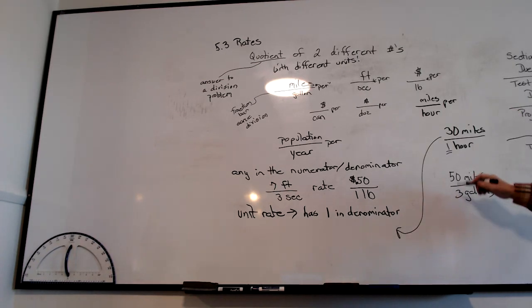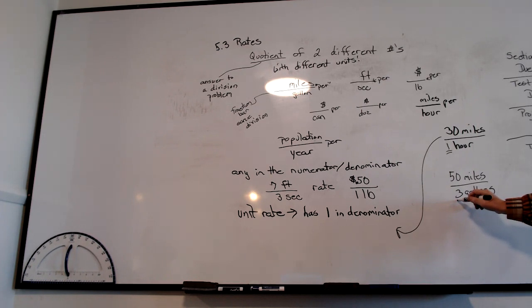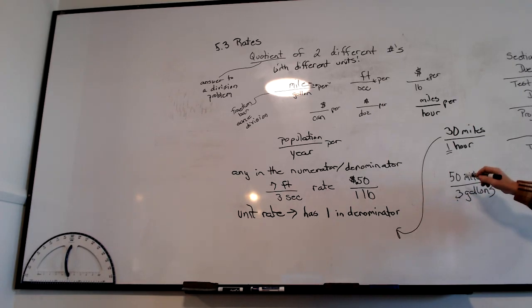Okay, so we don't usually say this, right? We usually change this into an actual unit rate. So we could take 50 and divide it by 3, and that would be how many miles per 1 gallon. I forgot what I was talking about. So 50 divided by 3, somebody want to do that for me?